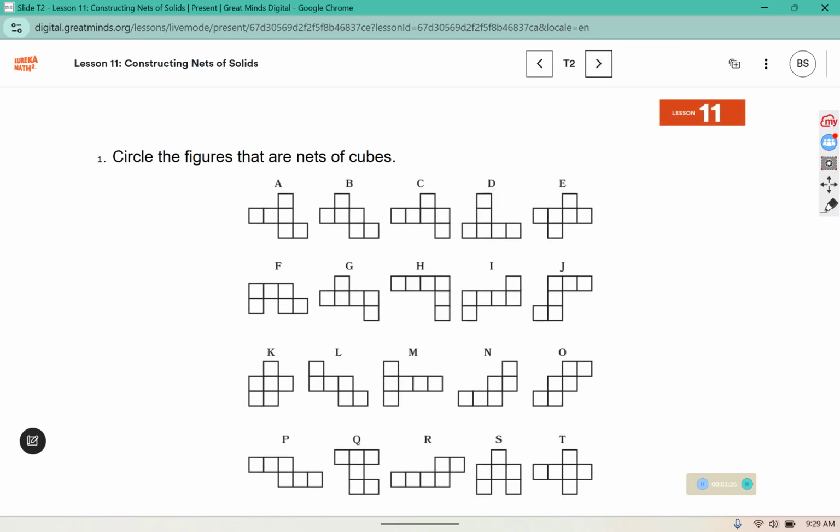In question 1, it asks us to circle the figures that are nets of cubes. To start, just pause here and think about which ones you believe would form cubes. Remember, a net is a 2D object that can be folded into a 3D object. We're going to look at each one specifically before we make a decision of whether or not we should circle it.